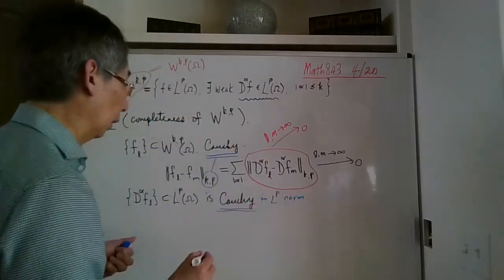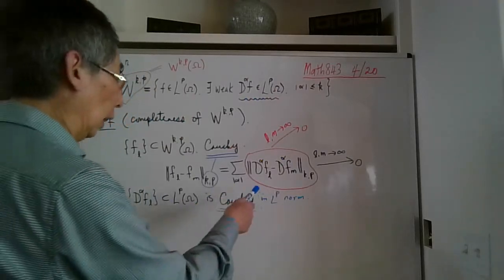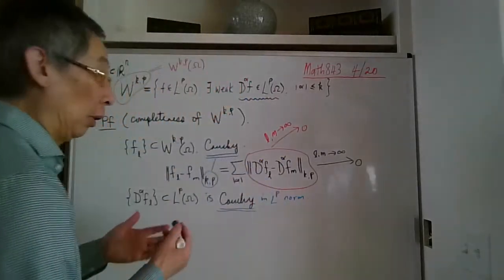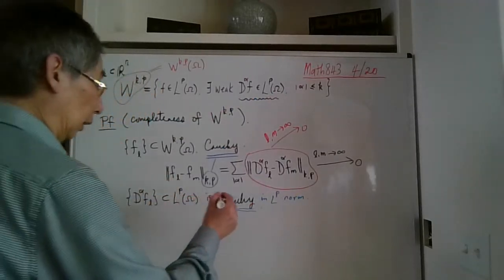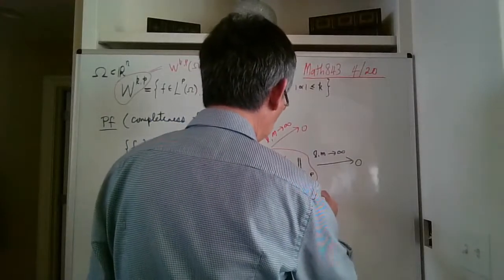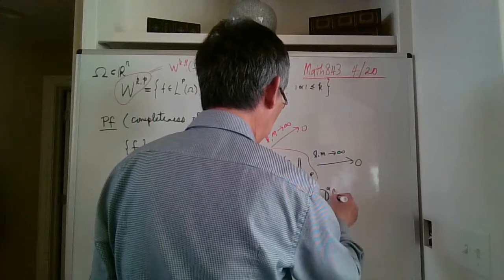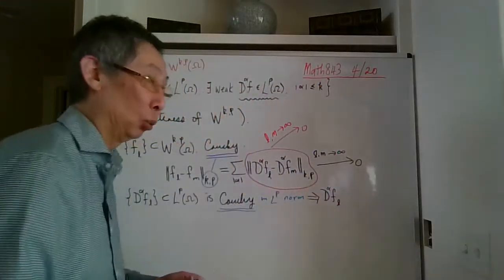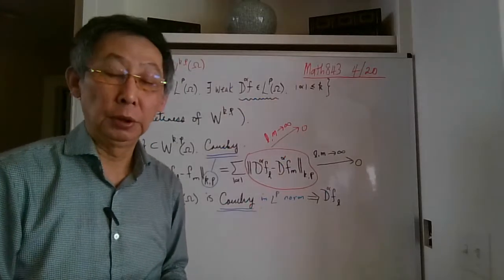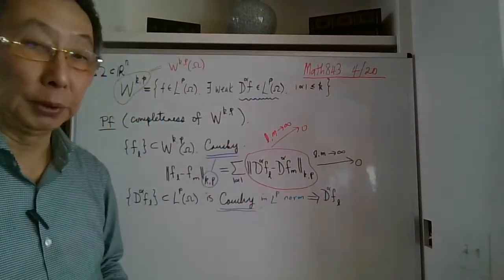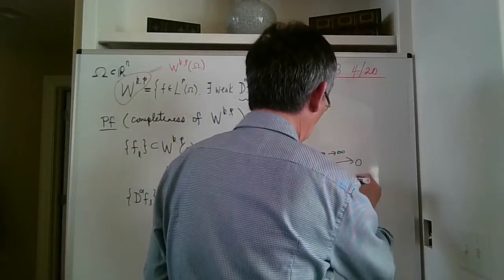It's a Cauchy sequence in the LP norm. Now since for each alpha this is a Cauchy sequence in the LP norm, this means that our LP space is a complete space, right? So therefore, this will imply that the D alpha F_l, this weak derivative sequence, is going to converge to something in the LP space.